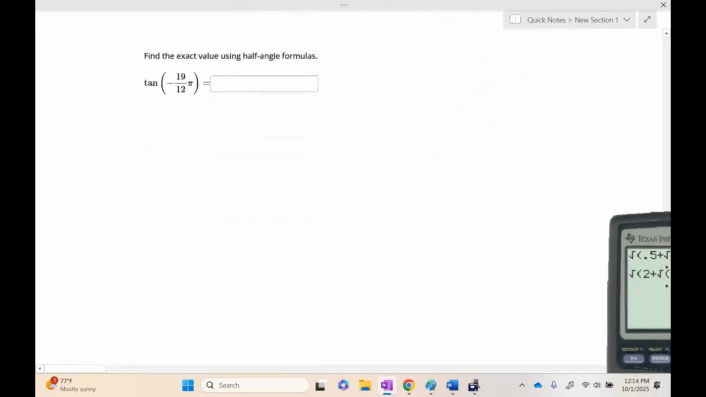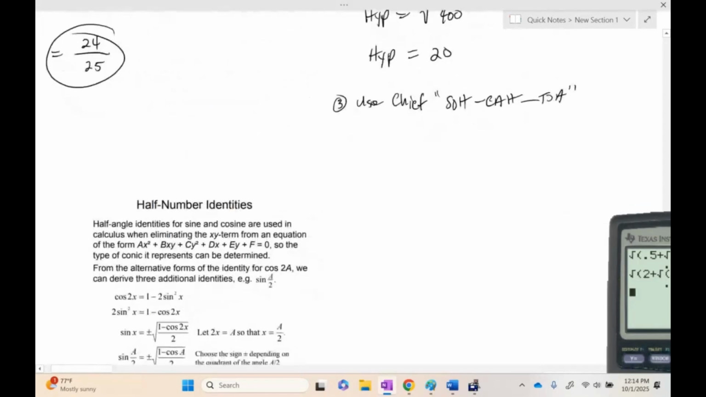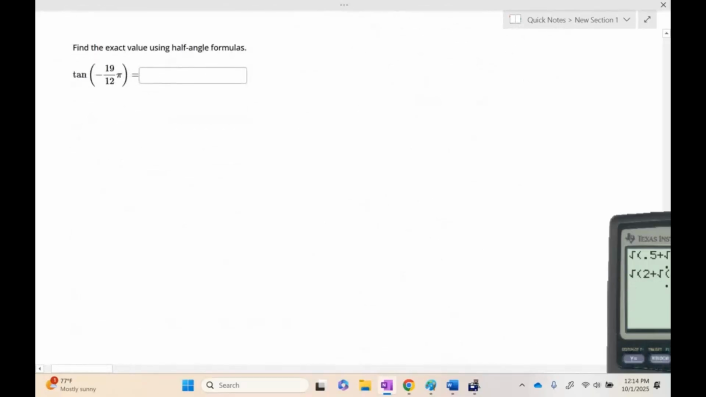All right, so let's take a look at the next example. So they want us to use a half angle formula, so please make sure you stick to whatever formulas they're asking you to use. All right, so this is the tangent of negative 19 pi over 12. The first thing I'm going to do, just like in the last example, is convert this to degree measure.